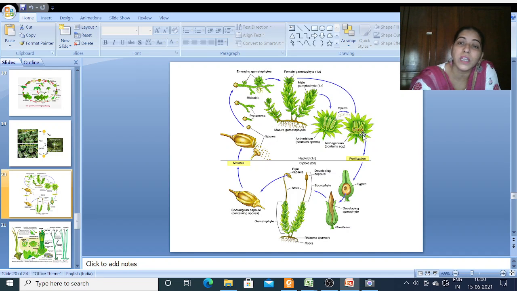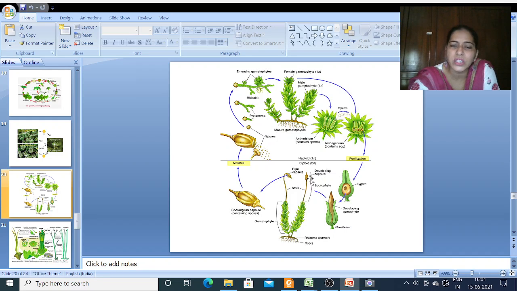So water is very essential for the reproduction and life cycle completion in all the bryophytes. And then after fertilization, the zygote will form over here, and sporophyte development will start. The zygote will be the first cell of the sporophyte, and eventually you have a foot embedded inside and a long stalk which is called seta, and the developing capsule.